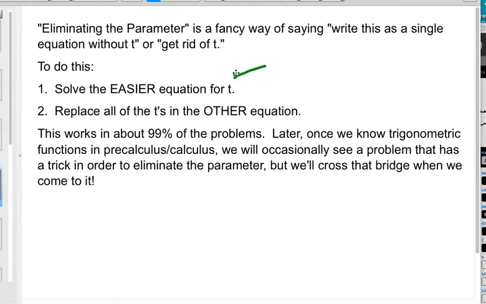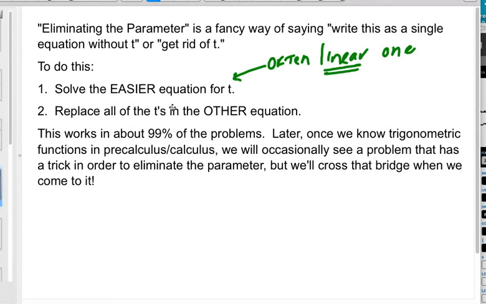So what this usually means is it's often the linear one. Now, your textbook is not going to give you any quadratics, I don't think, at this point, but I'm going to give you some quadratics because it's good for you to see. So it's often the linear one. Sometimes they're both easy and you just pick one. Then you're going to replace that t in the other equation with whatever stuff you got from step one. Now, this works in like 99% of the problems.